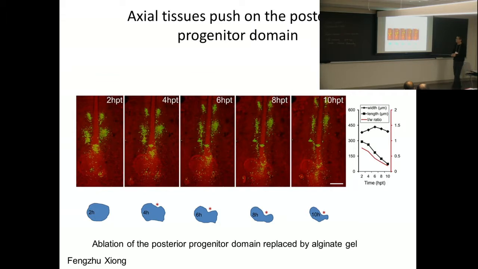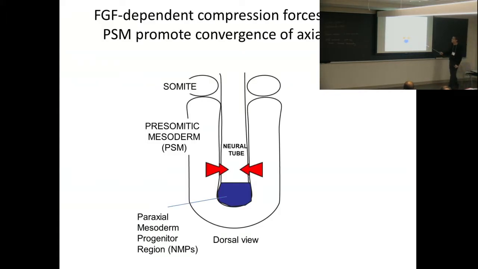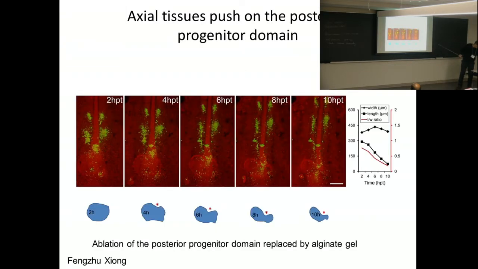And so the next question is that if you have such a squeezing on the axial organs, then you might expect this to impact on the adjacent tissues, and particularly on this region here of the paraxial mesoderm progenitors, which is located at the tip, in fact, of the axial organs. To look at this, what Feng Shu did is, again, to use the same type of experimental setup where he would perform a posterior ablation, so an ablation of the region of the posterior presymptomatic mesoderm, the posterior paraxial mesoderm precursors, and replace it by an alginate gel. And then he followed the deformation of the gel in time.